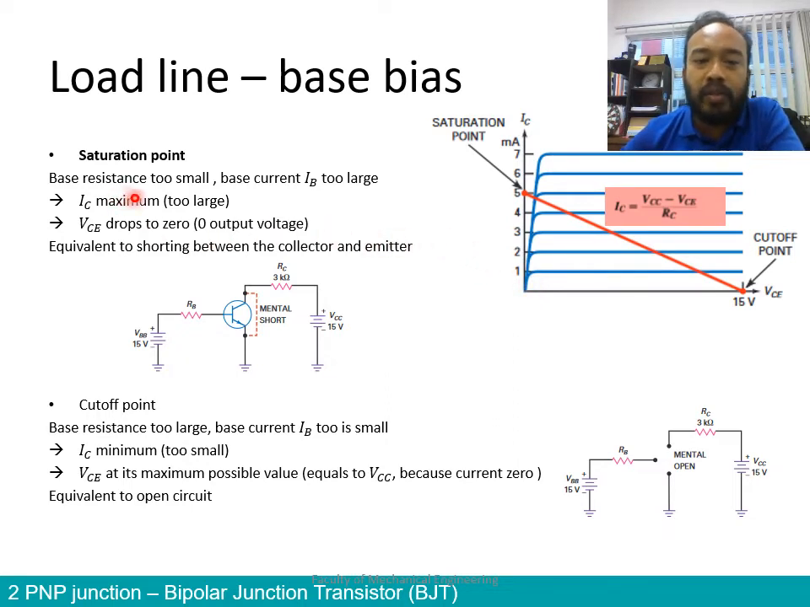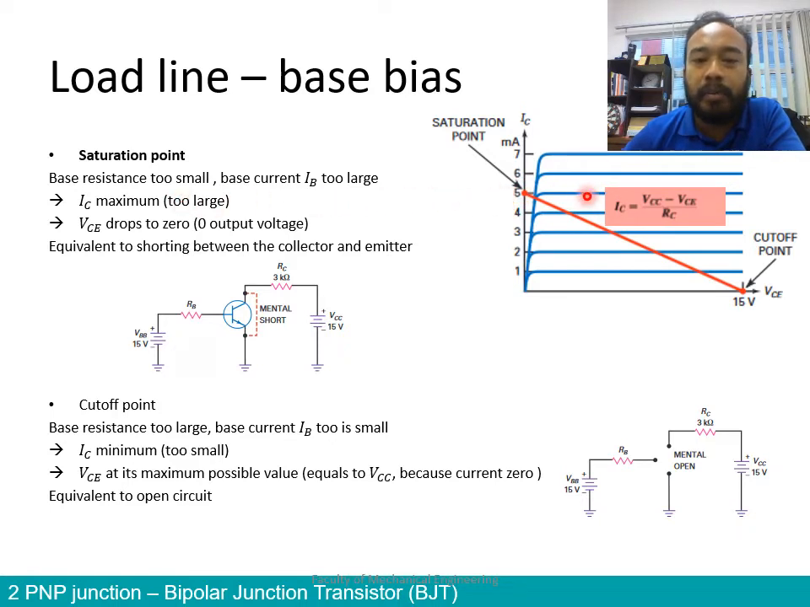We would have zero VCE, if we look into the equation that we have in the previous slide, if our base resistance is too small. If our base resistance is too small, then the base current will be too large. If the base current is too large, then the collector current will be at its maximum. So here is basically the collector current at its maximum value, of course, for the given VCC and VBB.